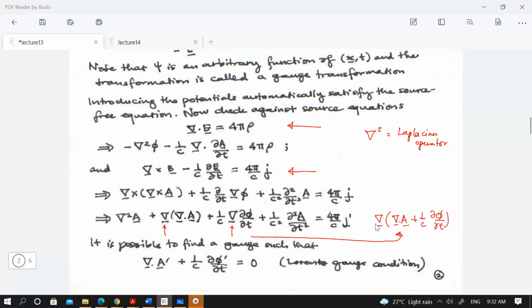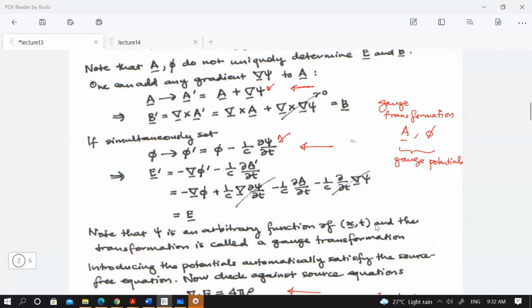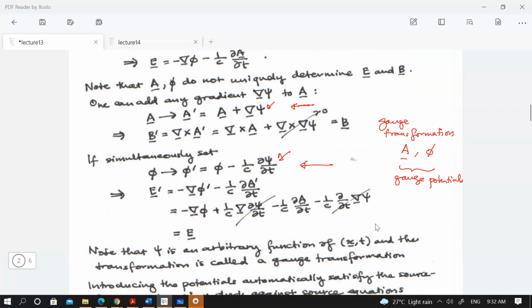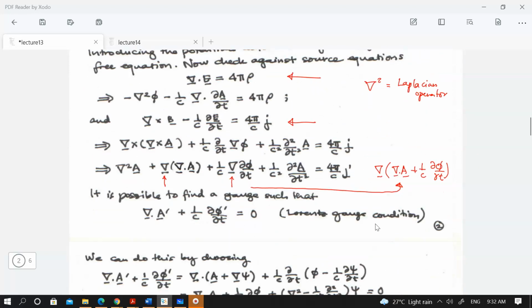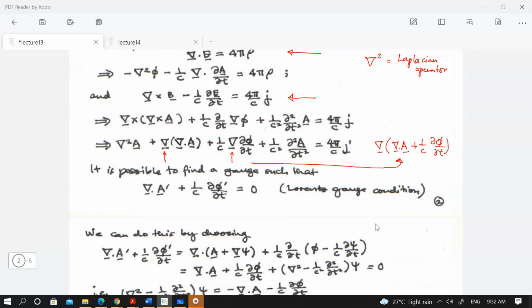Yes, you can, because remember we have this flexibility of introducing your function psi here, so that you make this simultaneous change of this together with that. That will just give you the same electric field and magnetic field. So one can actually do that. And this condition, so that this will be equal to zero, is called the Lorentz gauge condition.